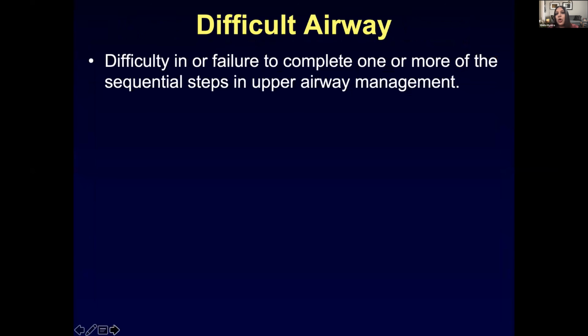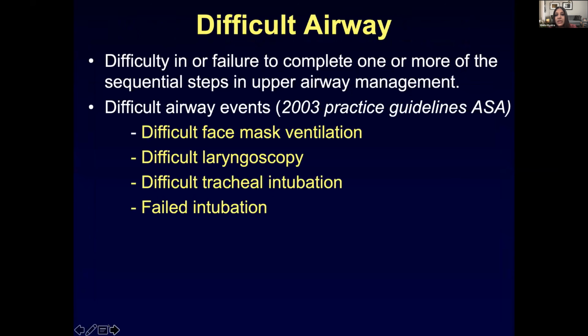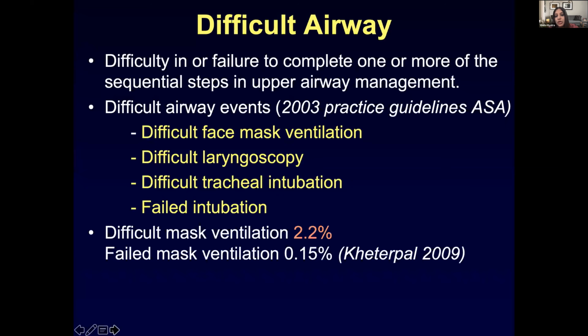First, let's talk about a difficult airway. The ASA defines a difficult airway as a failure to complete one of the different sequential steps in upper airway management. Failure to accomplish any of these steps is called a difficult airway. You might have a difficult face mask ventilation, a difficult laryngoscopy, a difficult tracheal intubation, or a completely failed intubation. Any of these could constitute a difficult airway.